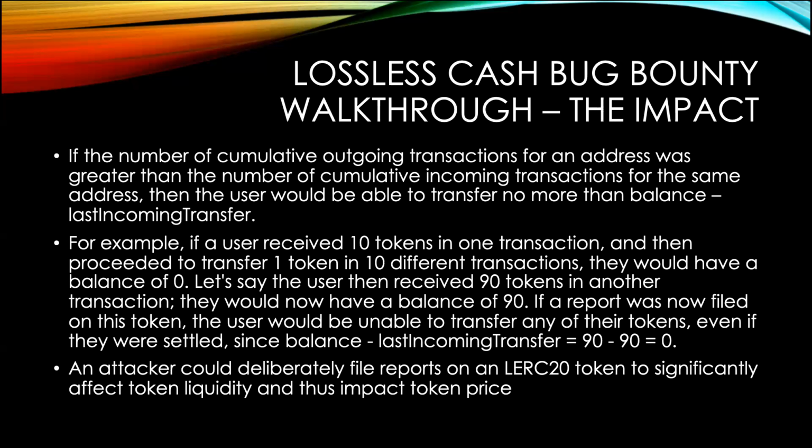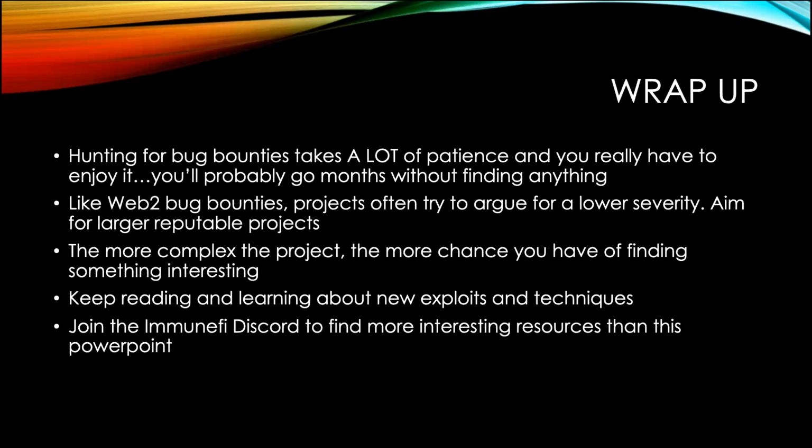even if they're settled. So the impact of that is that an attacker, any random person, could file reports on any address in this project. If the project was using this extension, anyone's address that satisfied those conditions would not be able to transfer any of their tokens, or in other cases a subset of their tokens. So it affects token liquidity and thus impacts the token price. That's the impact of that bug.